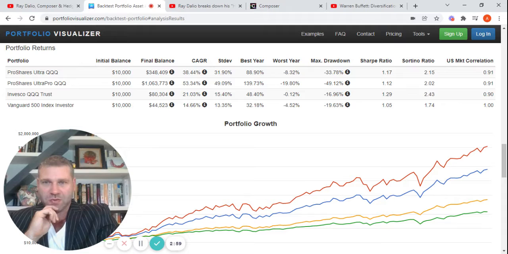Look at the difference between the T Triple Q and SPY over this last 10 years. So it's just fascinating information there to look at.